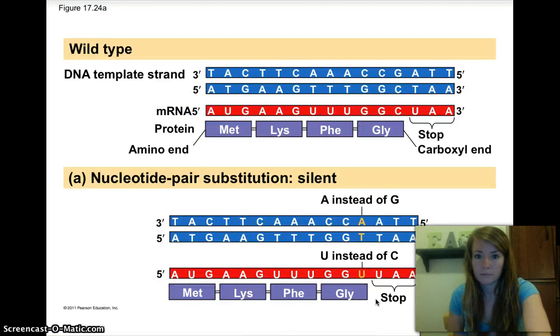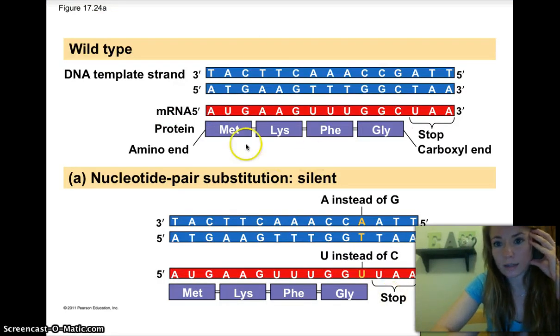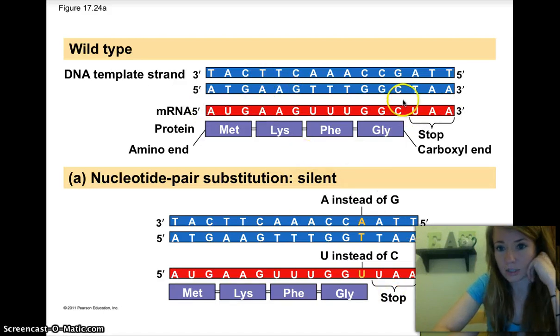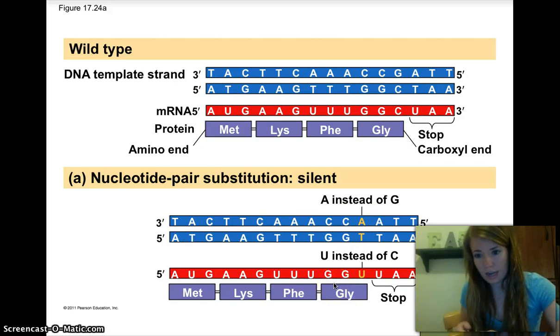So here are all the examples of the different mutations. Here's the wild type. Like I said, this is the non-mutation. Here's a silent mutation. Right here we have a G, but in the mutation we have an A. So what that gives us is now our mRNA has a U instead of a C. Up here our mRNA was GGC. Here it's GGU. Up here we had glycine, maybe. And down here, we also have glycine because of the redundancy in the genetic code.